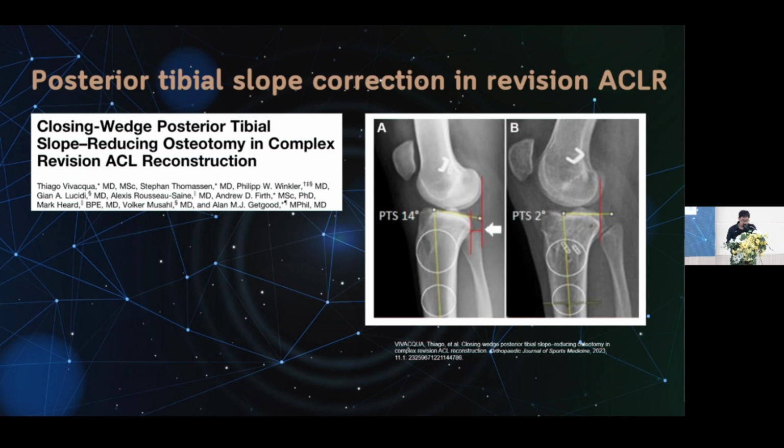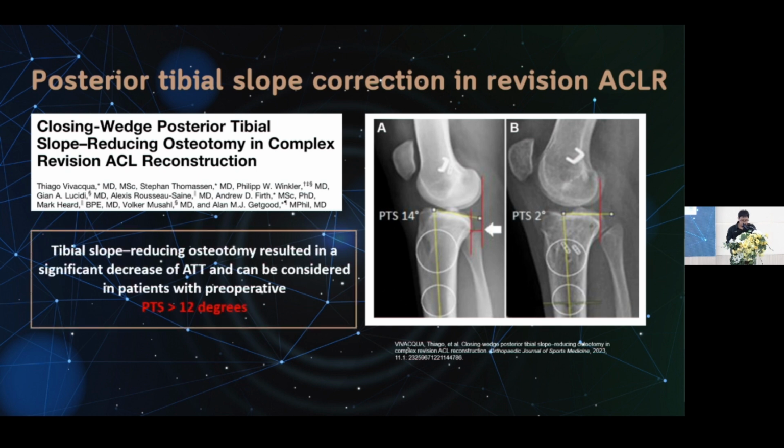Several studies have shown that in the setting of revision ACL reconstruction, slope-reducing osteotomy and valgus high tibial osteotomy lead to better treatment outcomes. For example, Takao Watanabe's study on closing wedge posterior tibial slope-reducing osteotomy in complex revision ACL reconstruction found that tibial slope-reducing osteotomy results in a significant decrease in anterior tibial translation and can be considered in patients with preoperative posterior tibial slope more than 12 degrees.